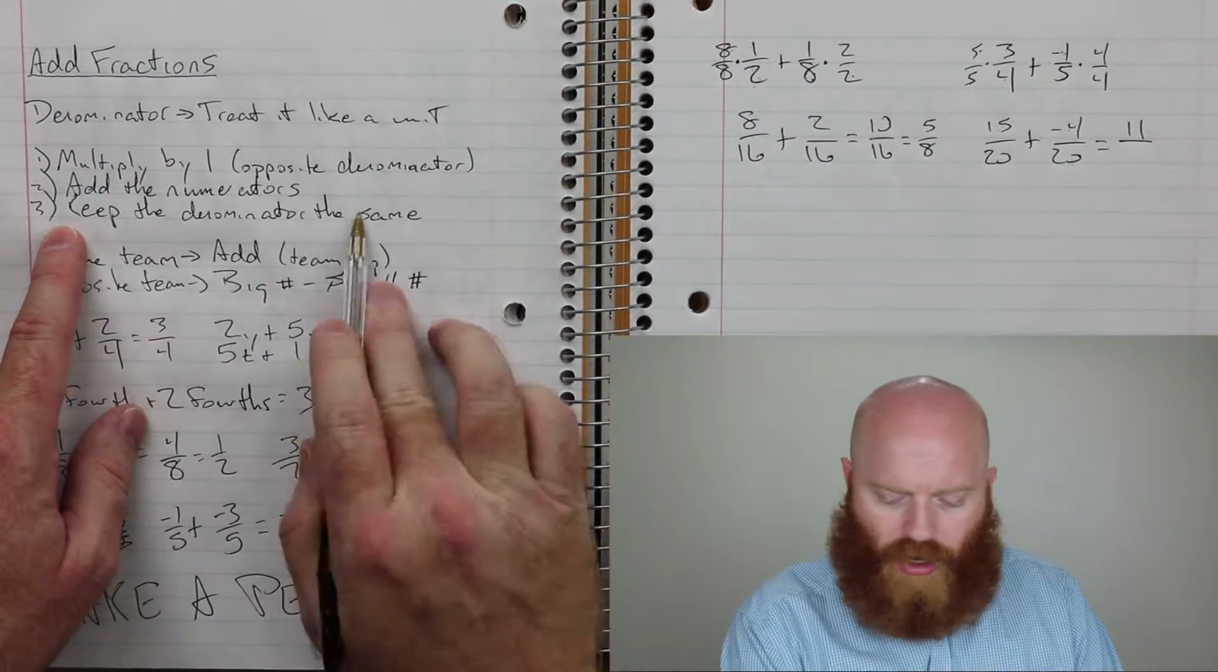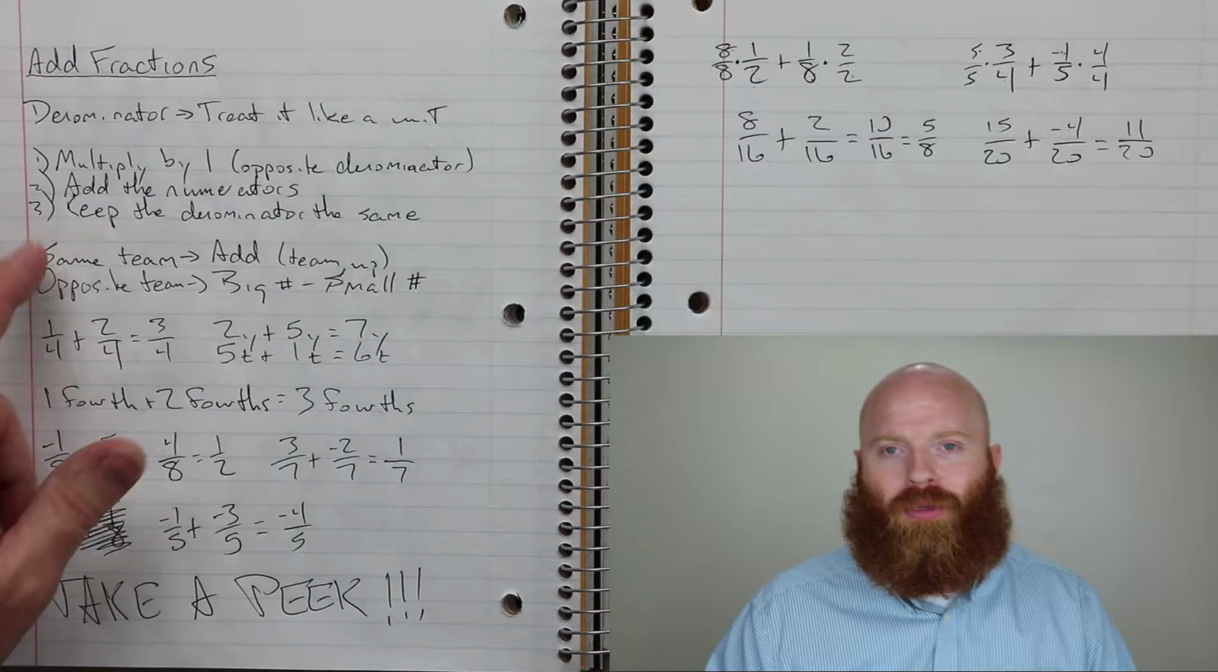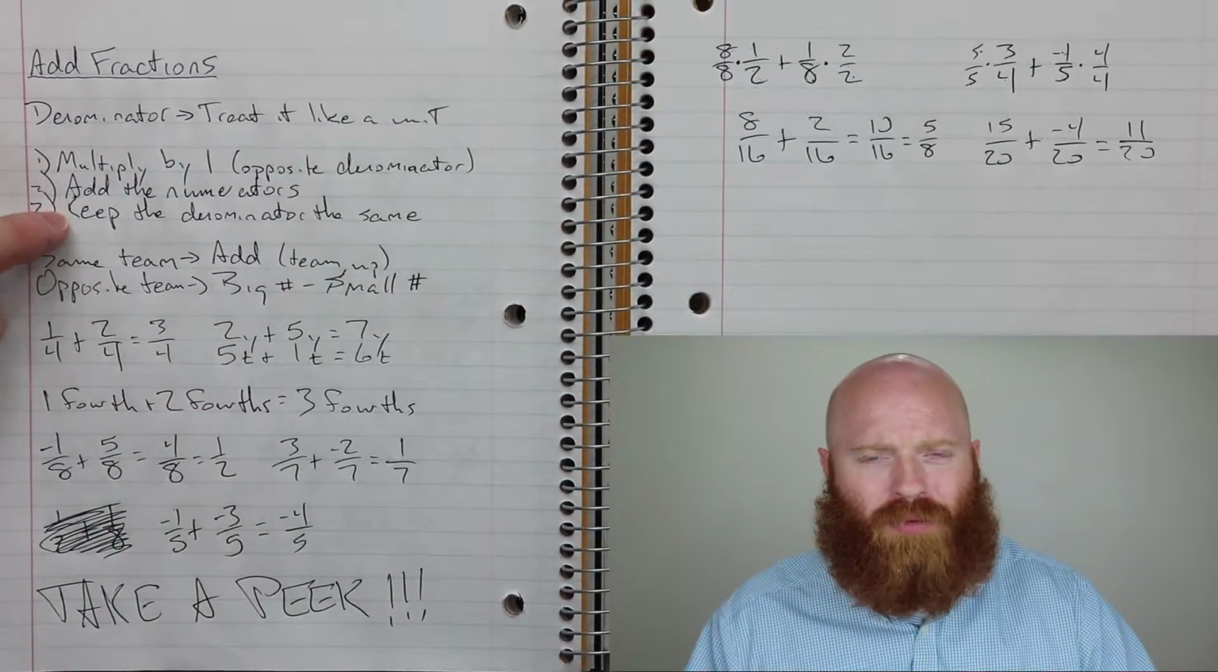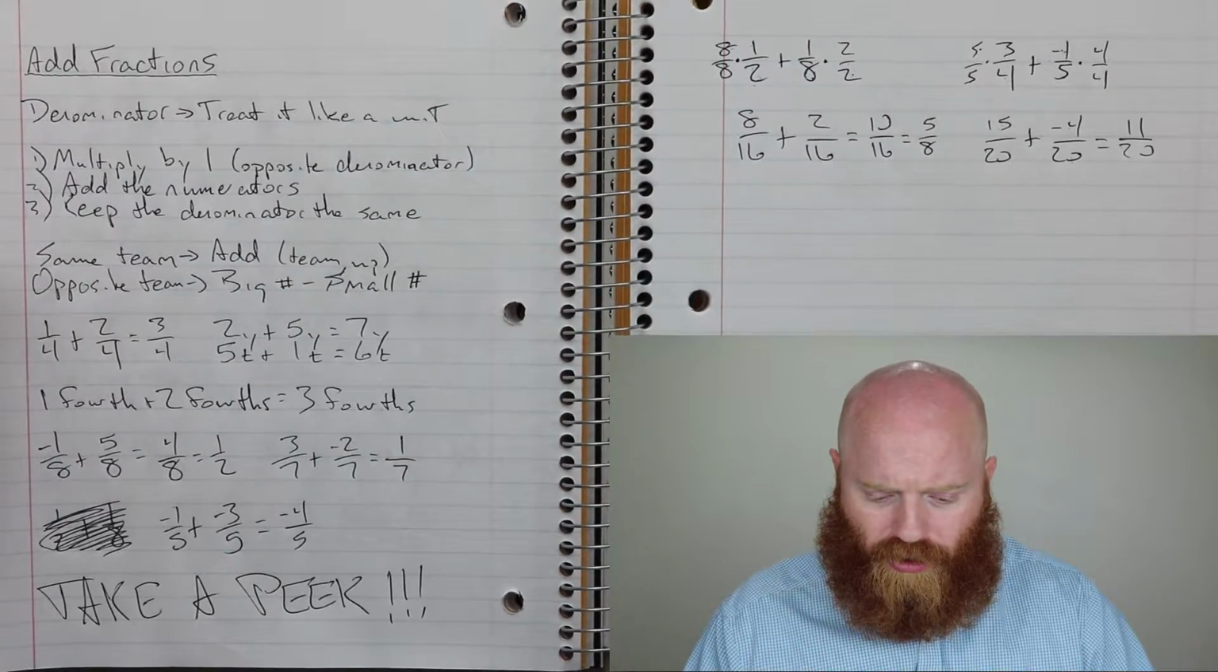And then I need to keep the denominator the same, 20ths. That's my answer, 11/20. The problem's over. It is complicated, but you follow these steps. Every time you'll be correct. Every time.